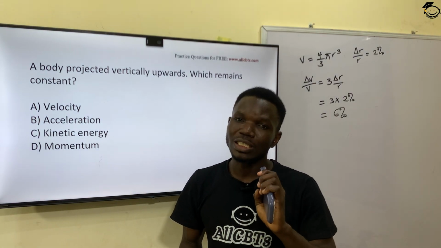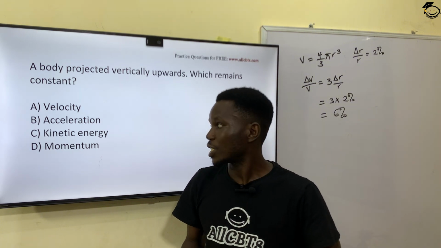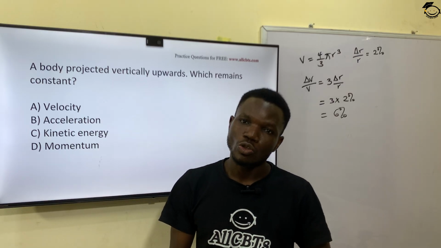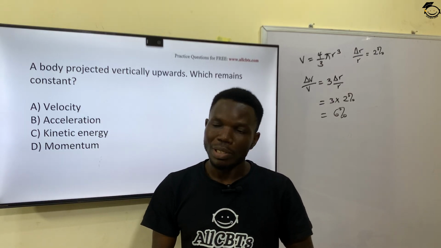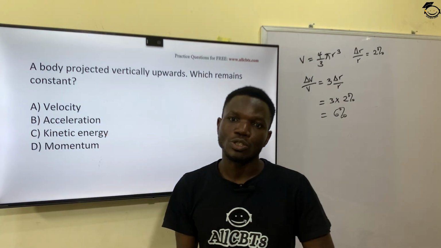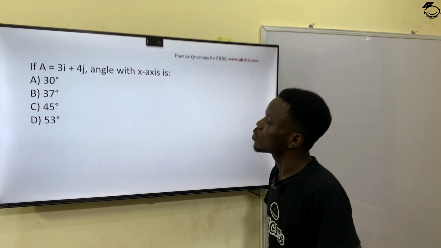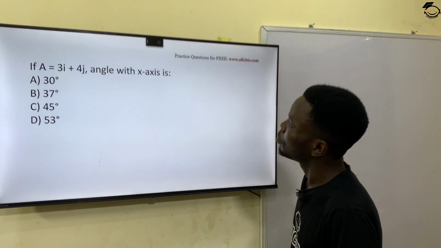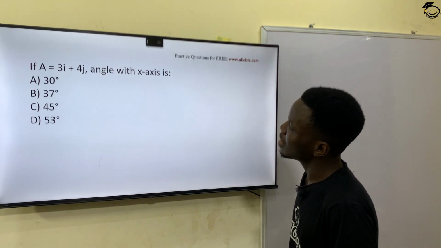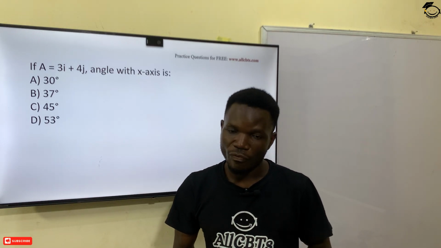Because the body is projected on the Earth's surface, the only acceleration acting on it is acceleration due to gravity. So that does not change. It will remain as 9.8 meters per second squared, or approximately 10 meters per second squared. So the only thing that is not changing there is acceleration, which is option B. That is the next question, which is, if A is equal to 3i plus 4j, the angle with the x-axis is dash. So this is a vector, and this is what we call a unit vector.